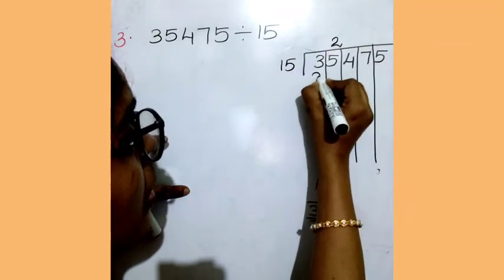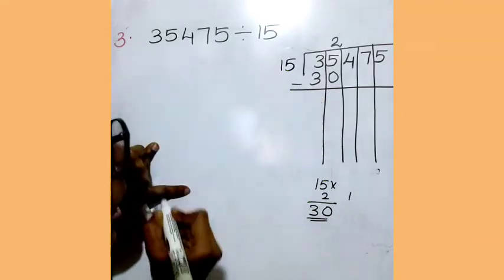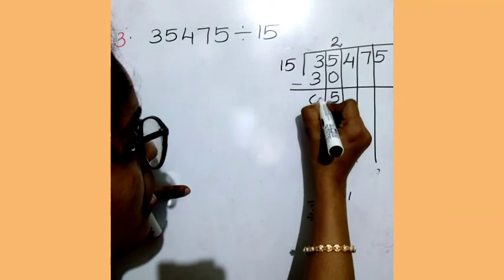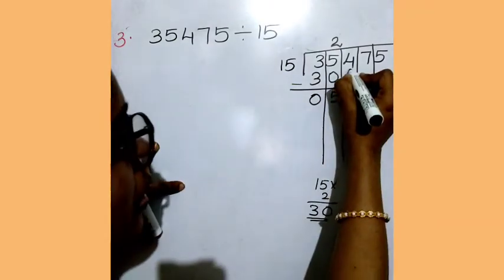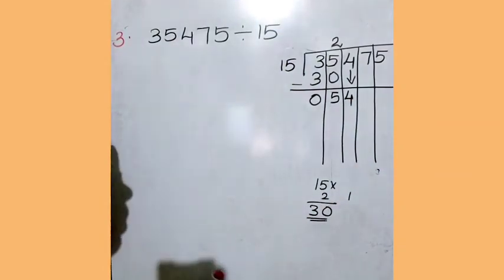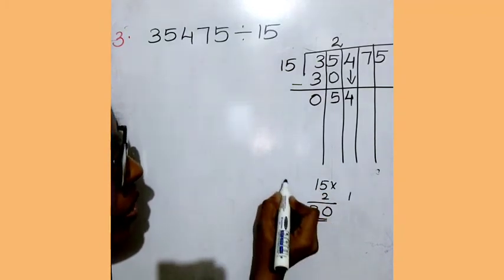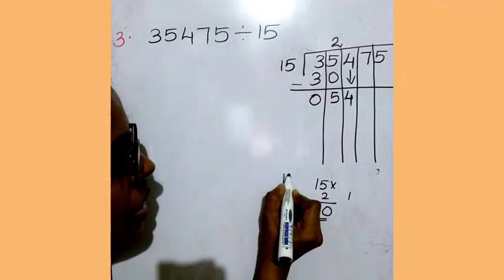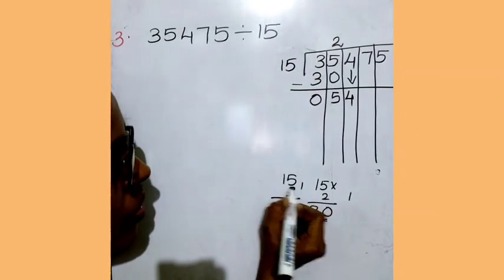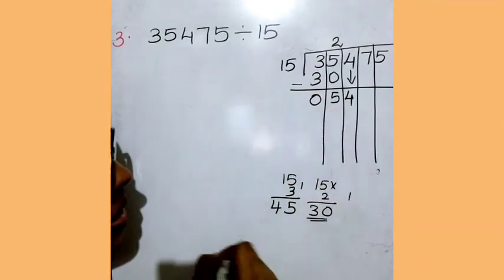2 times 30. Draw a line. Subtract. 5 minus 0, 5. 3 minus 3, 0. I am bringing this 4 to this place. Then 54. Now it becomes 54. How many times 15 in 54? We know that 15 into 2 equal to 30. 15 into 3. 5 3s are 15. Carry over 1. 1 into 3, 3. 3 plus 1, 4. 45.